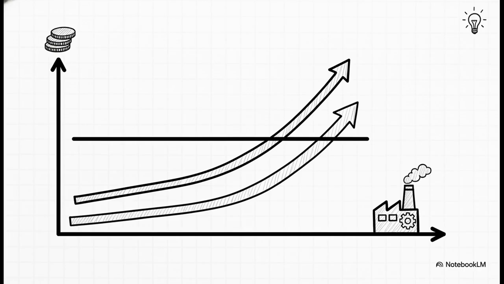But then look at total cost, TC. It starts way up on the y-axis at TFC's origin, point A. Why? Well, because even if you produce absolutely nothing, you still have to pay the rent.